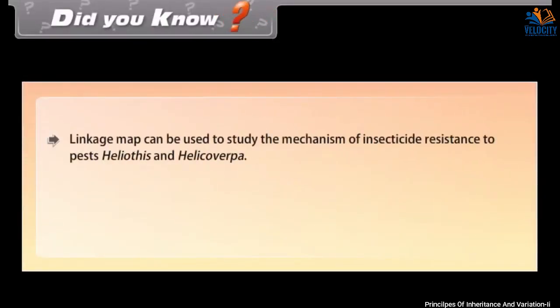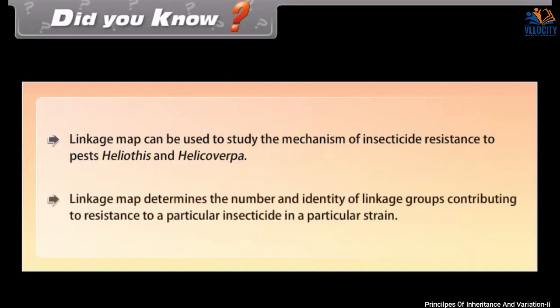Did you know? Linkage maps can be used to study the mechanism of insecticide resistance in the pests Heliothis and Helicoverpa. A linkage map determines the number and identity of linkage groups contributing to resistance to a particular insecticide in a particular strain.